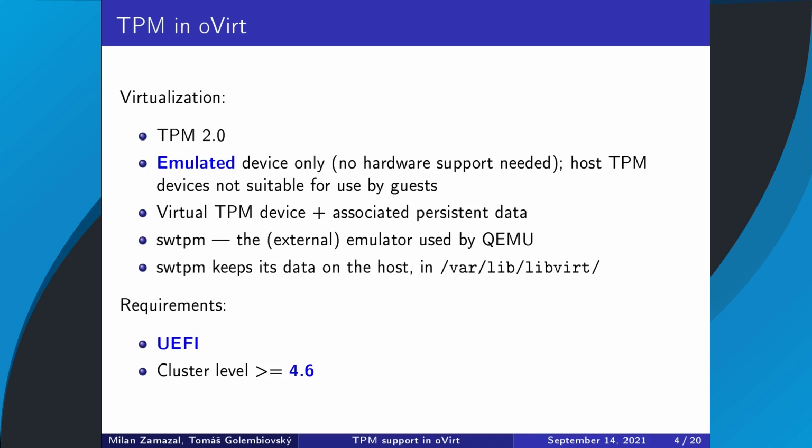TPM is emulated by an external emulator called Software TPM, which is used by QEMU. Software TPM keeps its data on a host local file system. In order to use TPM in oVirt, your VM must use UEFI firmware type and must be on cluster level at least 4.6 to have full TPM support.